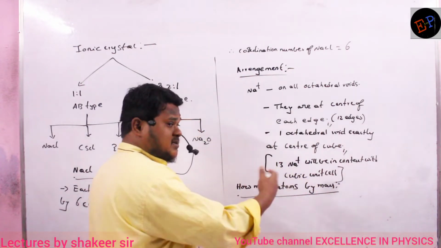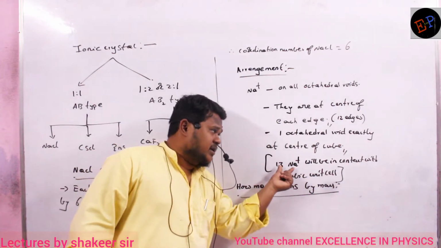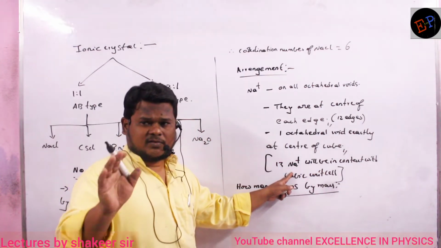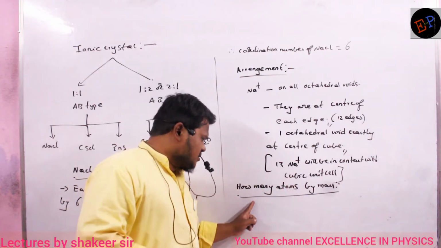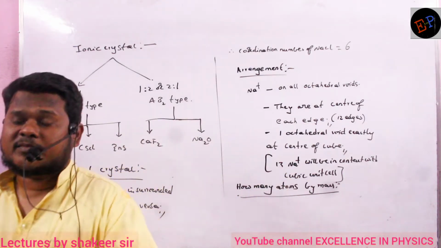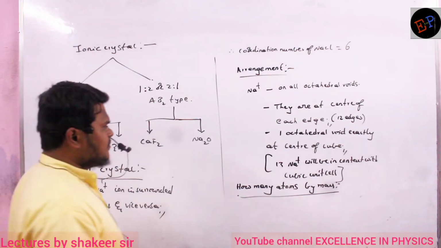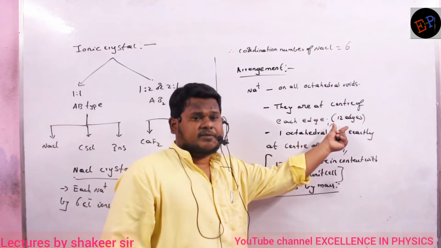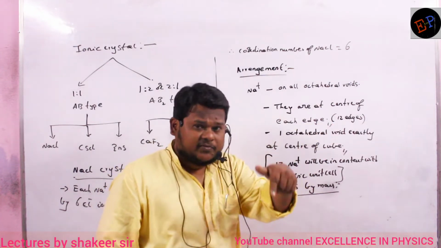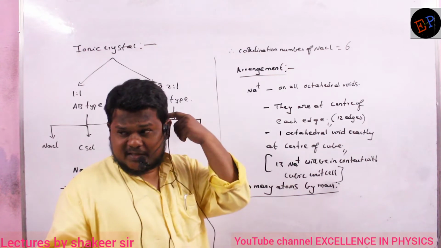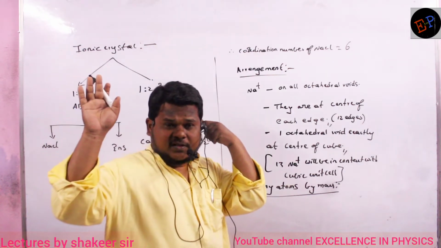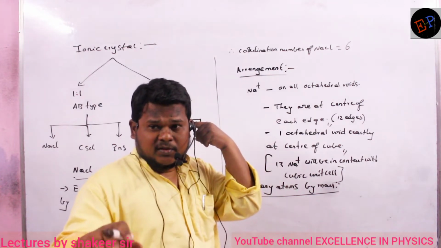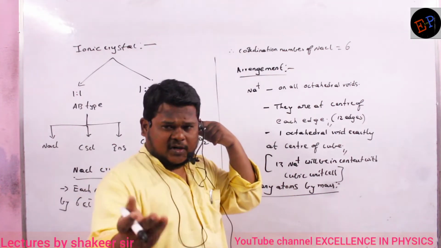If you calculate by mass, according to number, 13 plus 12 plus 1, 13. Mass number prakaram 13 contact lo ఉంటాయి. Clear, no? So if I contact by mass, how many atoms will be in contact? So how many edges are there? 12 edges. What is the contribution of an edge? 1 by 4. If atom is present at corner, 1 by 8. If atom is present at the center of face, 1 by 2. At edge, 1 by 4. Already we have studied, no?